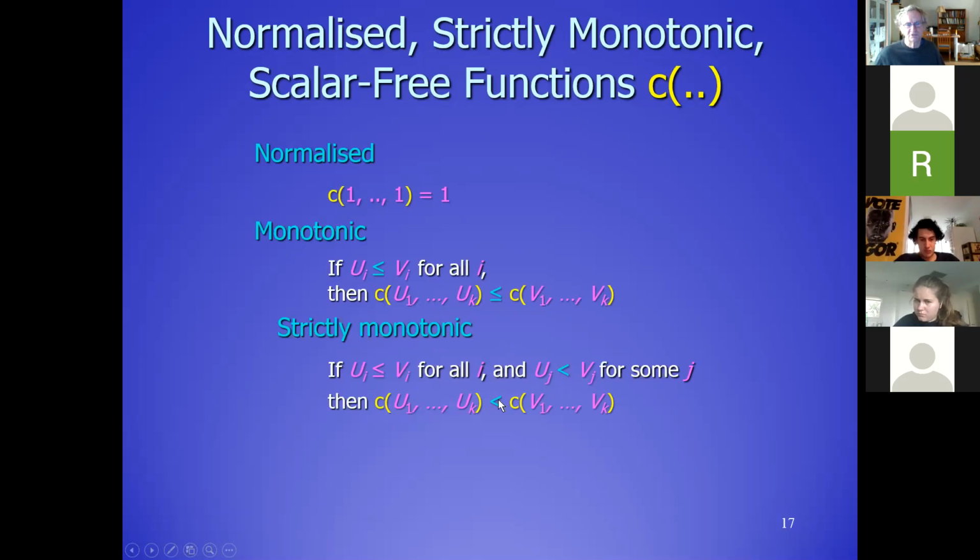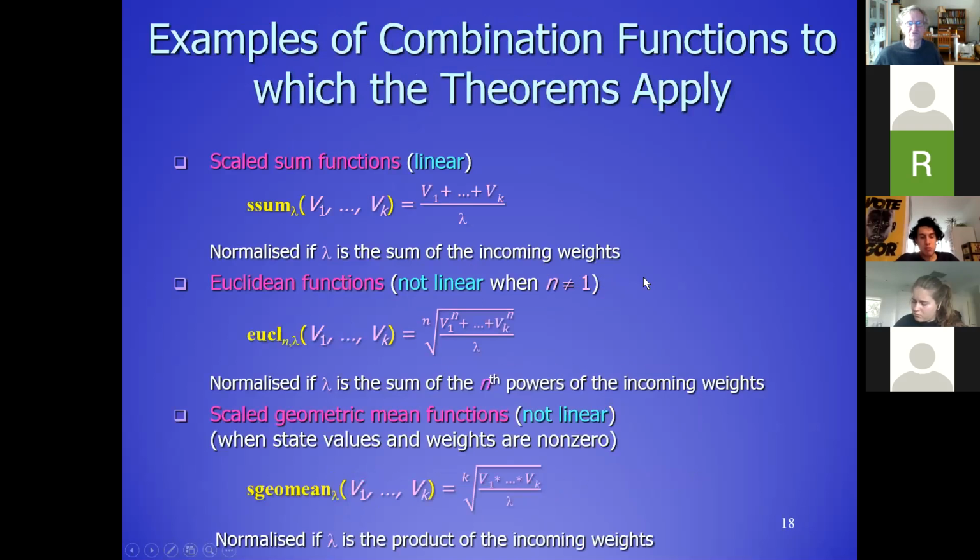These properties are satisfied by the scaled sum, also by the logistic, but not the last one. Scalar free means that if you multiply all incoming values by, for example, 0.5, then that results in a 0.5 lower function value, so the aggregated impact also becomes 0.5 lower. The logistic function does not satisfy this property, but the scaled sum, the Euclidean function, and the scaled geometric mean functions satisfy it. So the scaled sum satisfies all these properties.